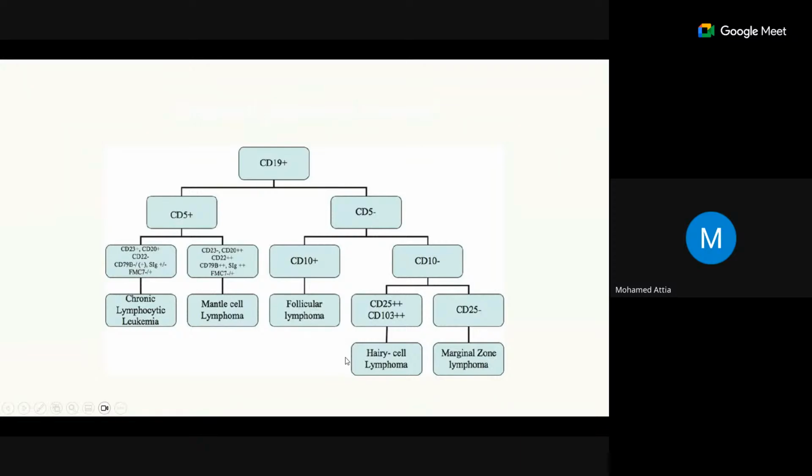The hairy cell leukemia will be discussed next week, inshallah, and we finish the marginal zone lymphoma and mantle cell lymphoma today. So what will remain?